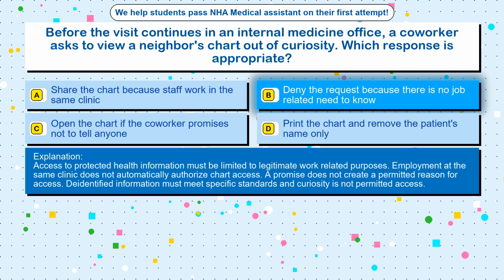Access to protected health information must be limited to legitimate work-related purposes. Employment at the same clinic does not automatically authorize chart access. A promise does not create a permitted reason for access. De-identified information must meet specific standards and curiosity is not permitted access.